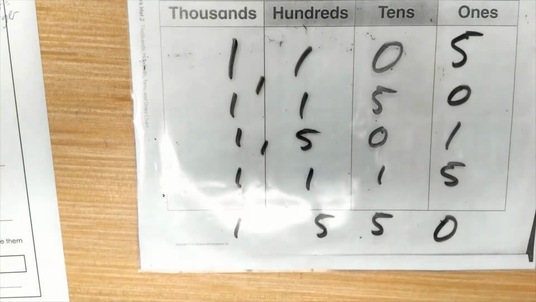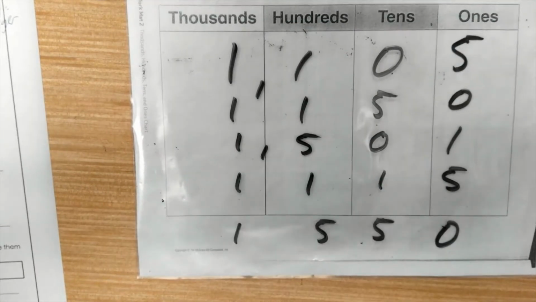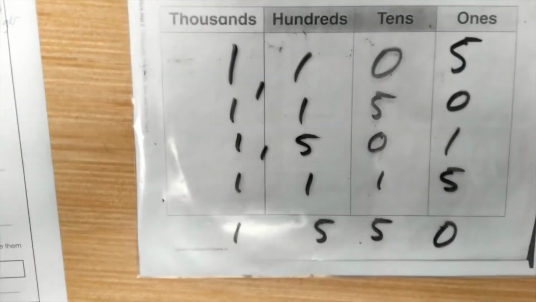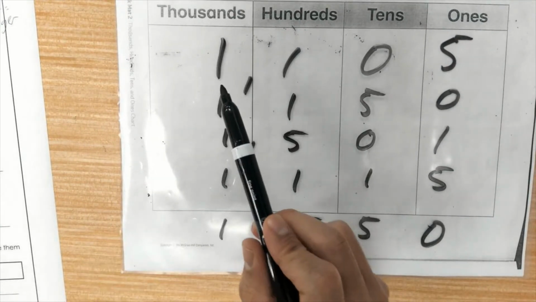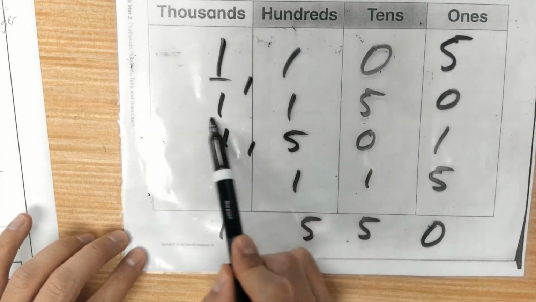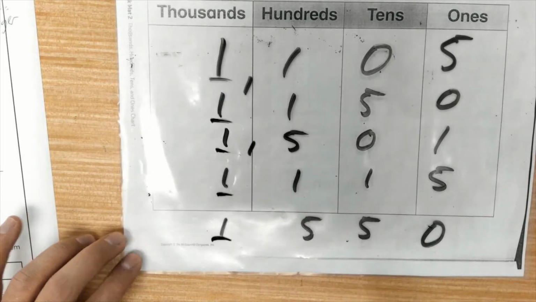Alright, ready? Let's see. It helps a little bit. I don't like that glare. Okay, there we go. So now I look at the first value, the thousands, so they're all the same. Then I look at the hundreds.